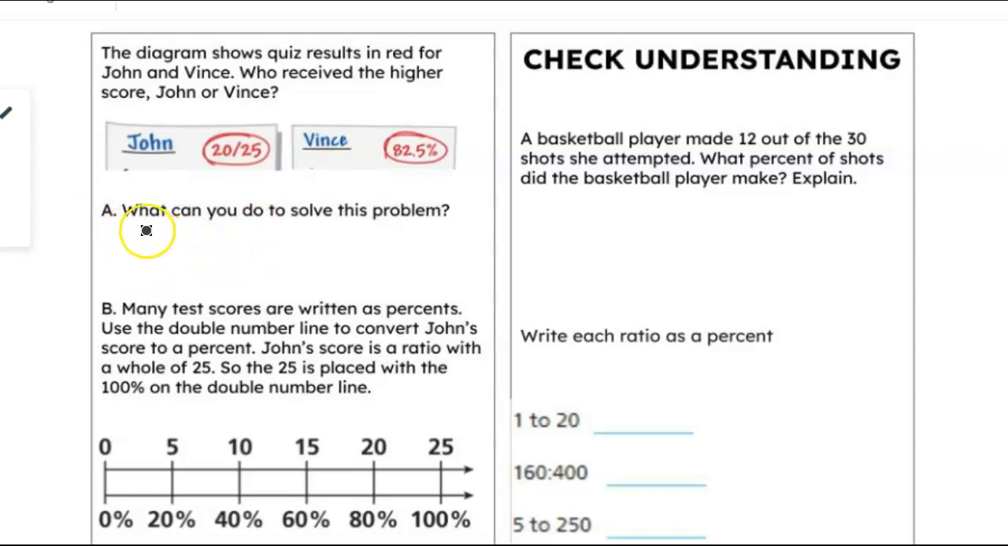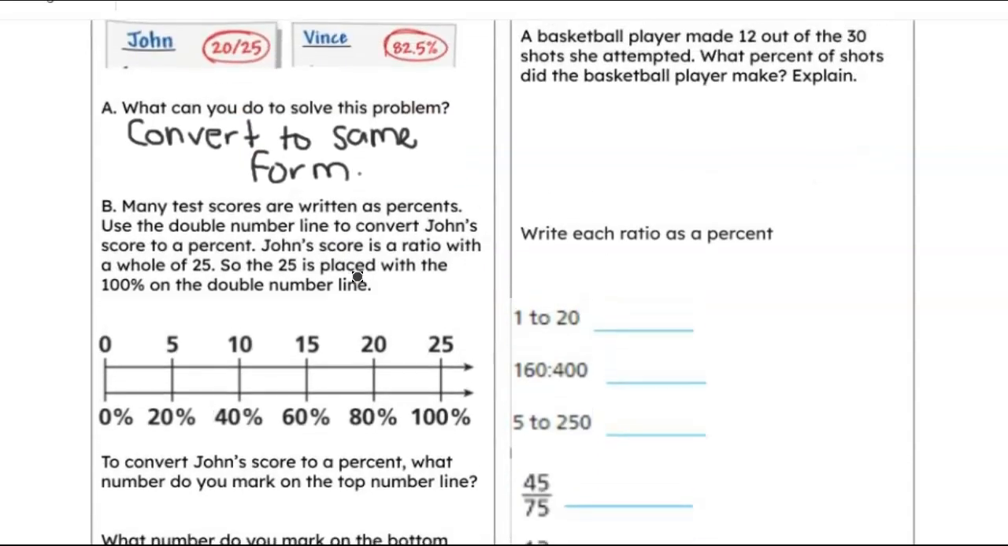Convert to same form. On most problems, that's going to be up to you to decide which one you want to do. But right now, they have a double number line set up for you here, so let's look at our double number line. Many test scores are written as percents, like Vince's was. Use the double number line to convert John's score to a percent. John's score is a ratio with a whole of 25. So John got 20 correct out of 25.